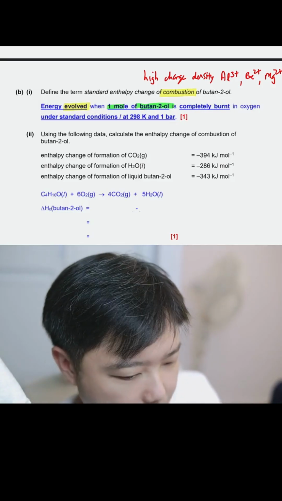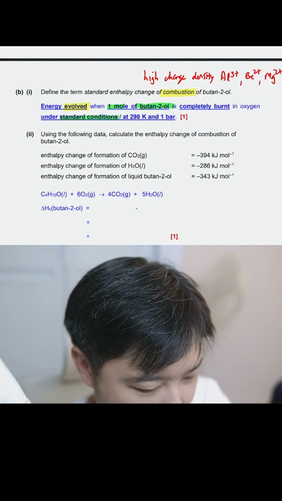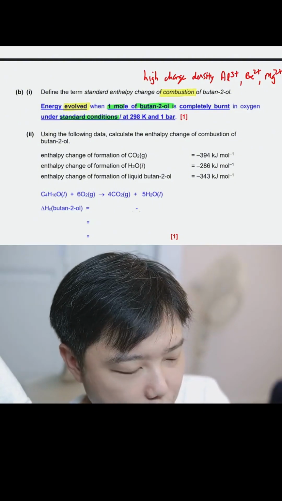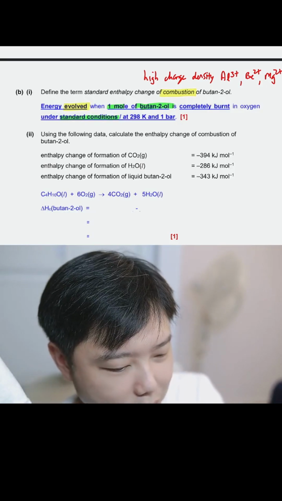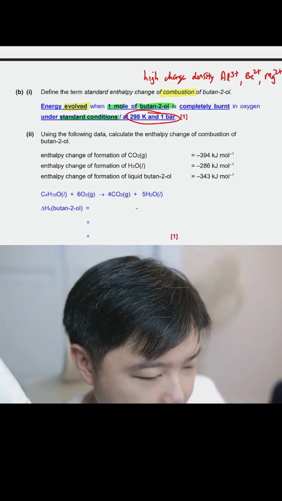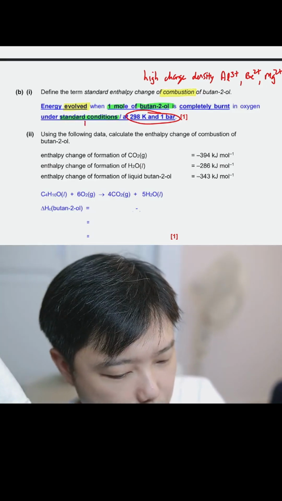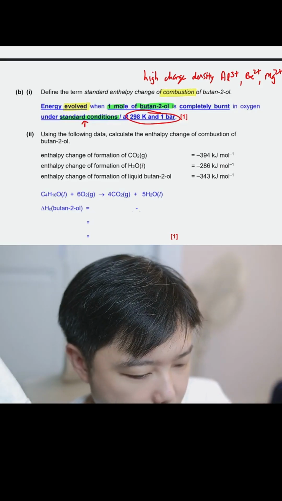Standard conditions: if you cannot remember what they are, you can just put down standard conditions. But if your school wants you to write down what exactly those conditions are, then make sure you remember these two. If they don't specify that you must list them out, you can just put standard conditions. So that's for the definition.